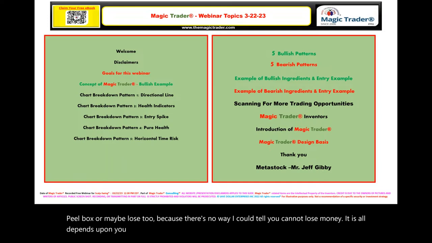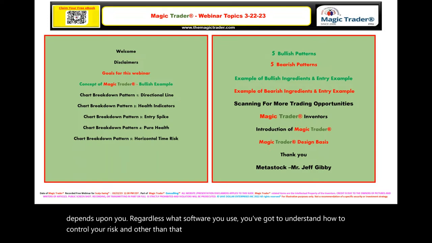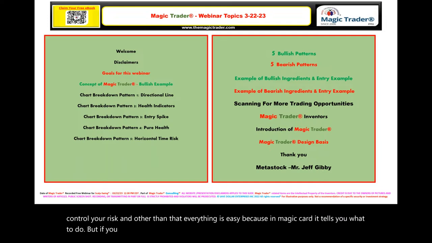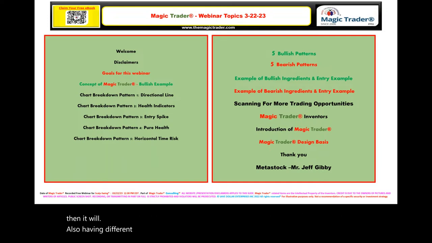Regardless what software you use, you've got to understand how to control your risk. And other than that, everything is easy, because Magic Trader tells you what to do. But if you become emotional and try to create some new invention of trading, then it will also have a different result. It all depends upon how you manage your trade. Other than that, everything is not that difficult.